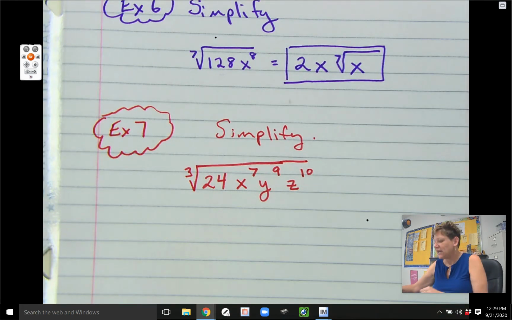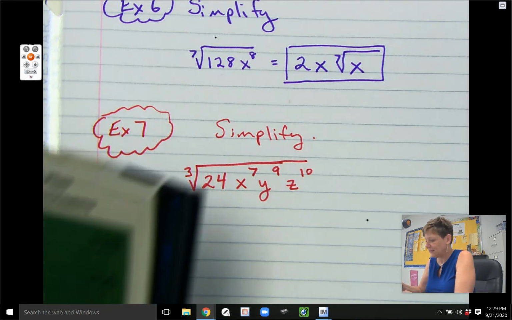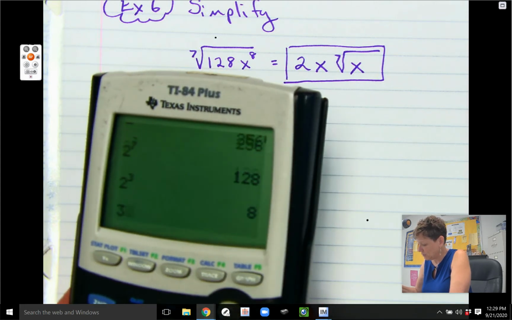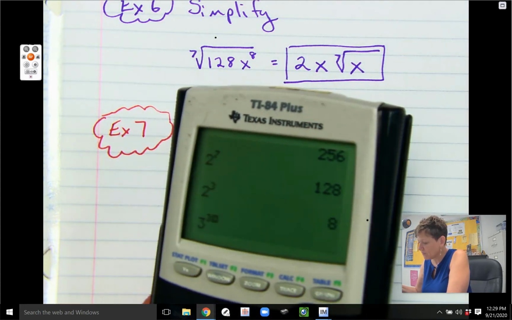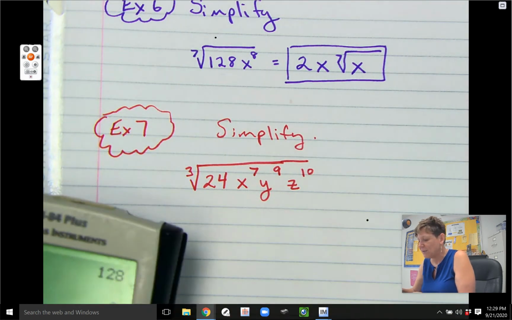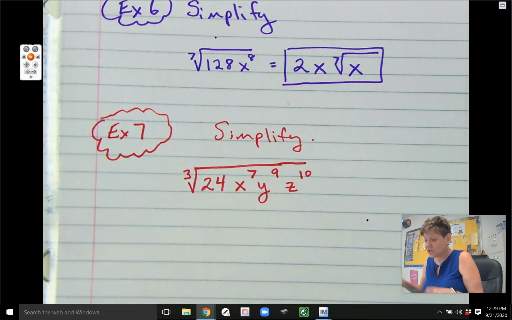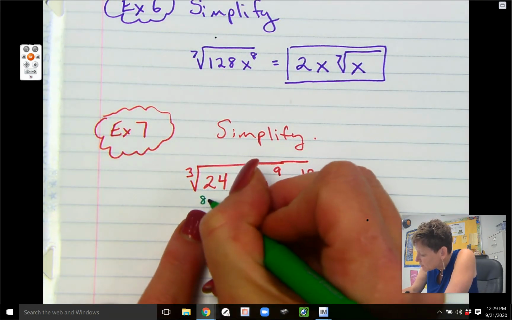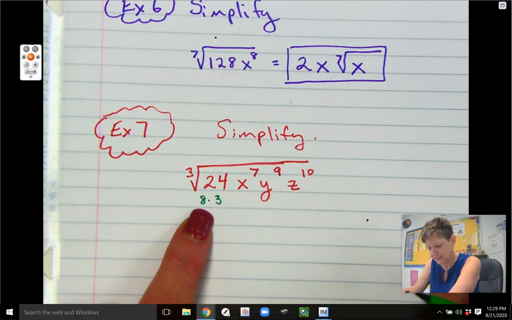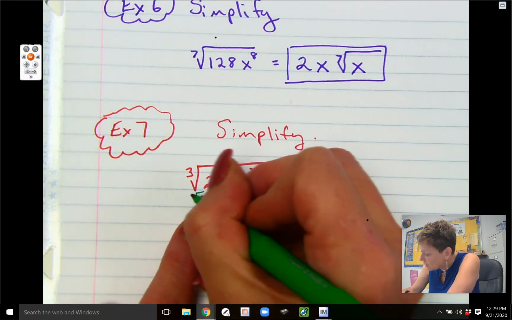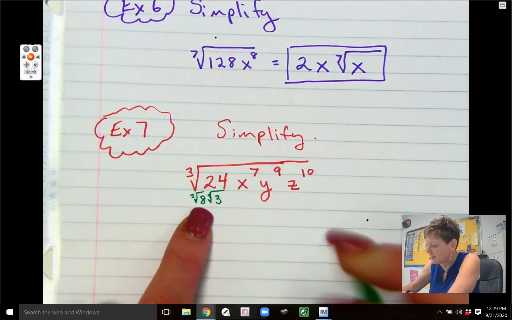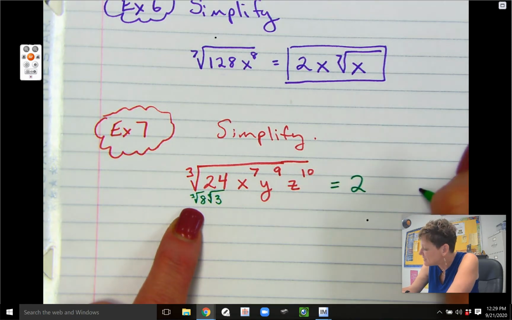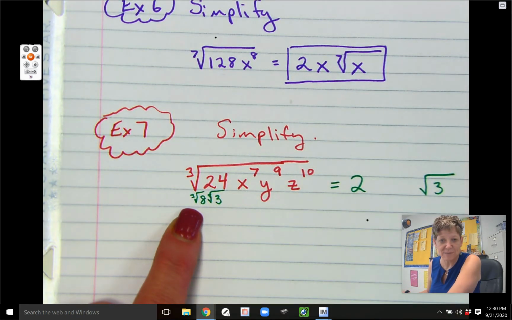Okay. Is 24 a perfect cube? Let's try that. 2 cubed is 8. 3 cubed is 27. Neither of those are 24, but 8 goes into 24. So I'm going to change 24 to be 8 times 3. So here I know that the cube root of 8 is 2. And I'm still going to have a 3 inside my radical.